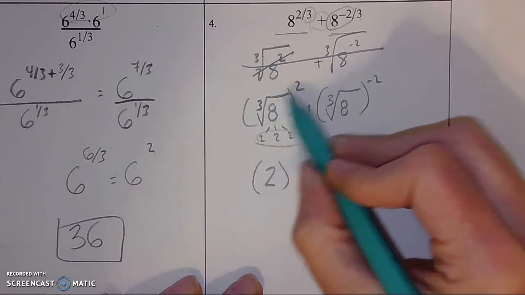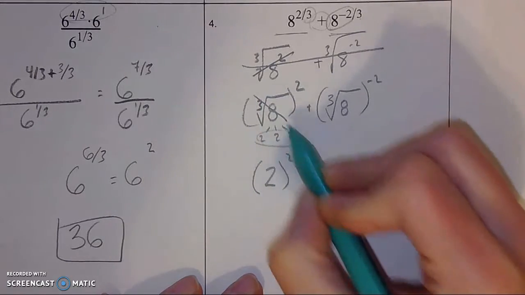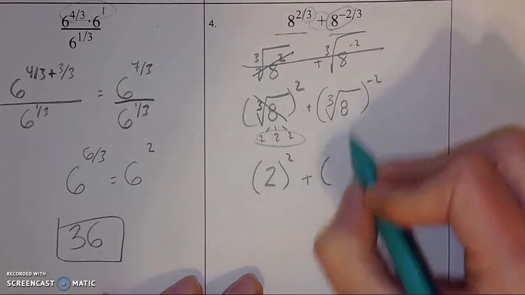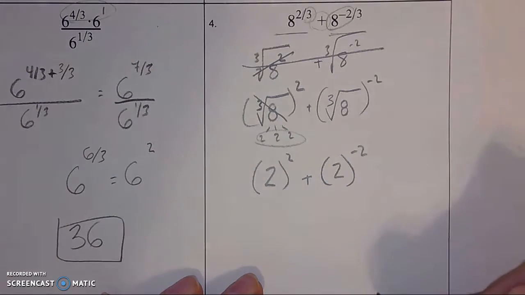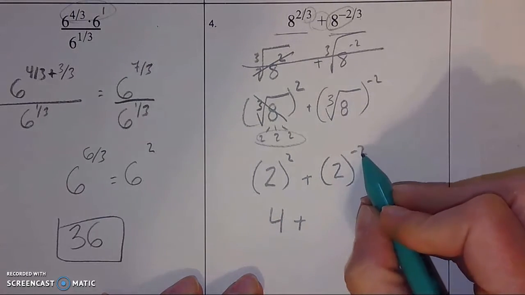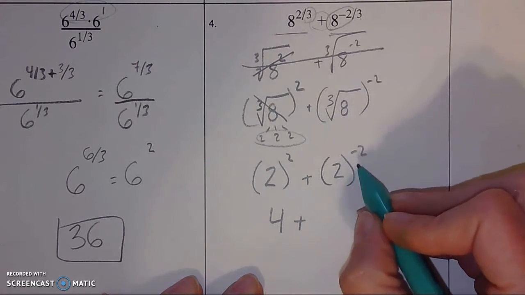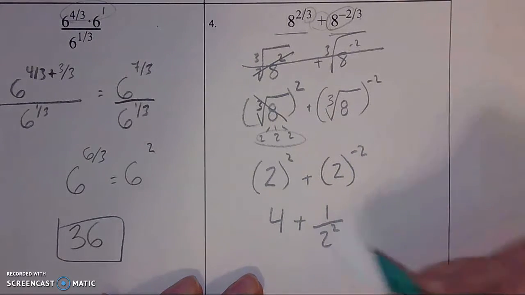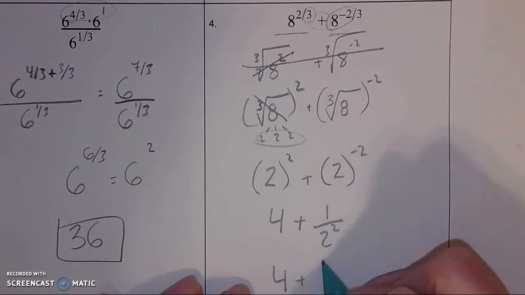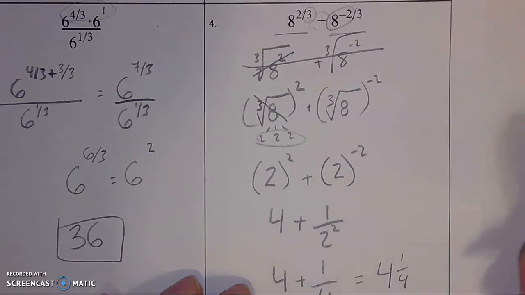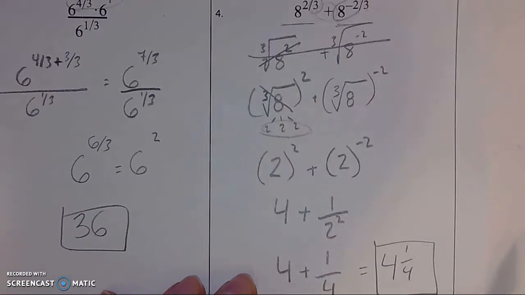But don't forget that that entire thing is squared. So cube root of 8 is 2, but the whole thing is still squared. Plus, cube root of 8 is still going to be 2, but that's raised to the negative second power. Well, 2 squared is 4. 2 to the negative second power, don't forget when you have negative exponents, you take it downstairs. That's going to be 1/2 squared. So that's 4 plus 1/4, which makes it 4 and 1/4, or 4.25, or whatever you want to write. It's fine, but that guy is 4 1/4.